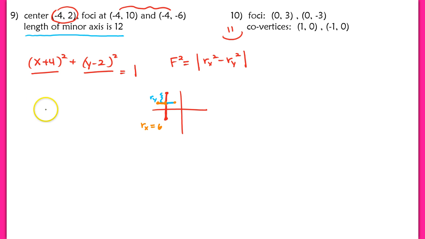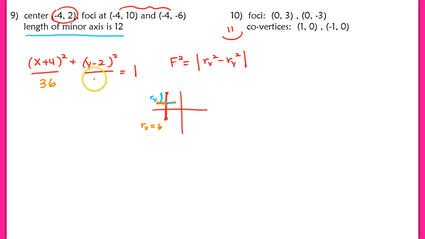So underneath this (x plus 4) squared, let's not put just a 6. Remember, we have to square that value. Some people will forget to square it, so just be careful about that. We should square 6 and we get 36 underneath the (x plus 4) squared term. We cannot put it underneath here because that is not the larger of the two values.